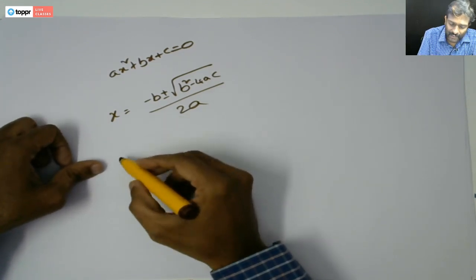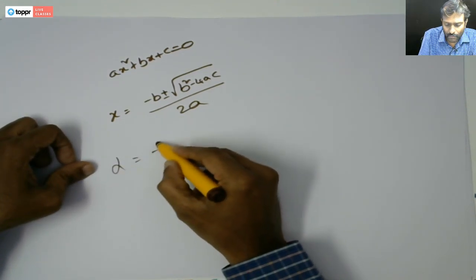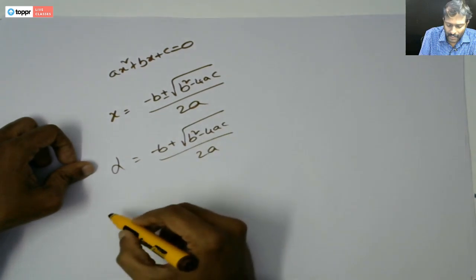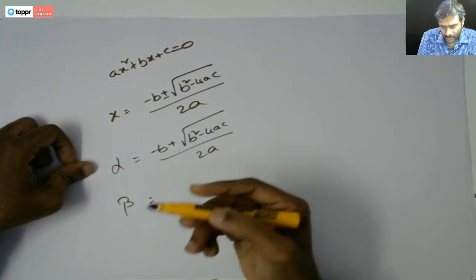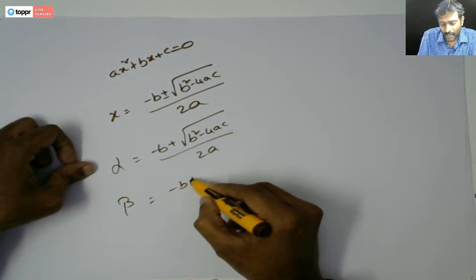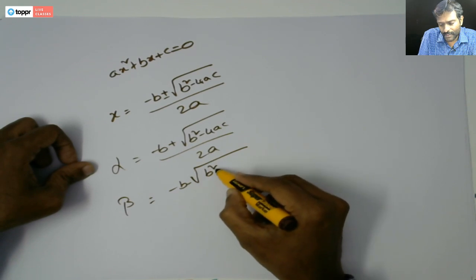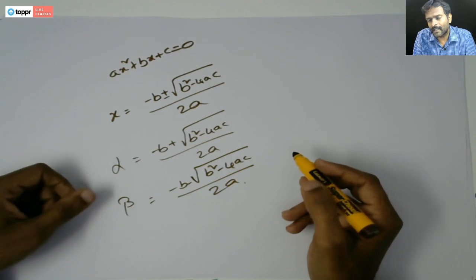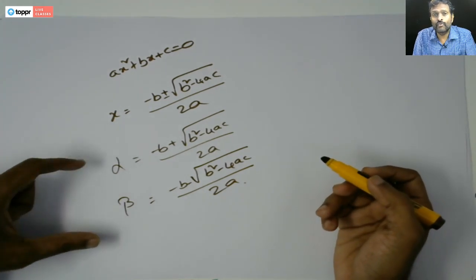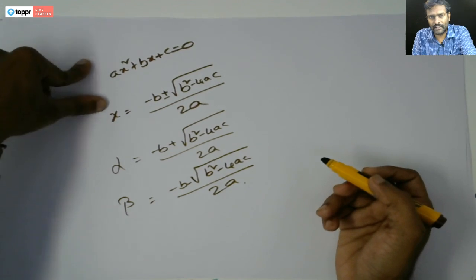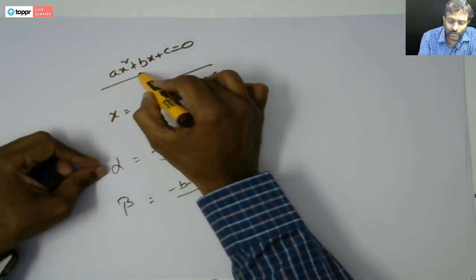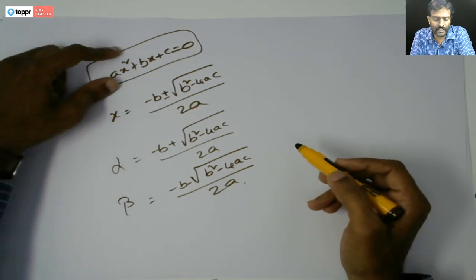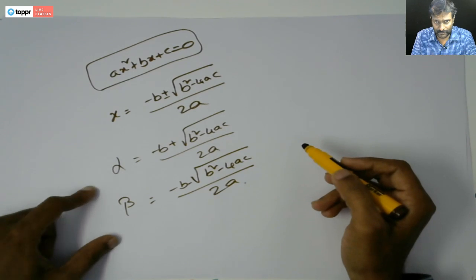So if I write this as, say, alpha = (-b + √(b² - 4ac)) / 2a, and the other root I name beta, which is (-b - √(b² - 4ac)) / 2a. Plus or minus means I take plus one time and minus the other time. So these are the two roots of this equation. We can also derive this by using the method of completing squares. You can easily make x the subject from this, and you will end up getting this.